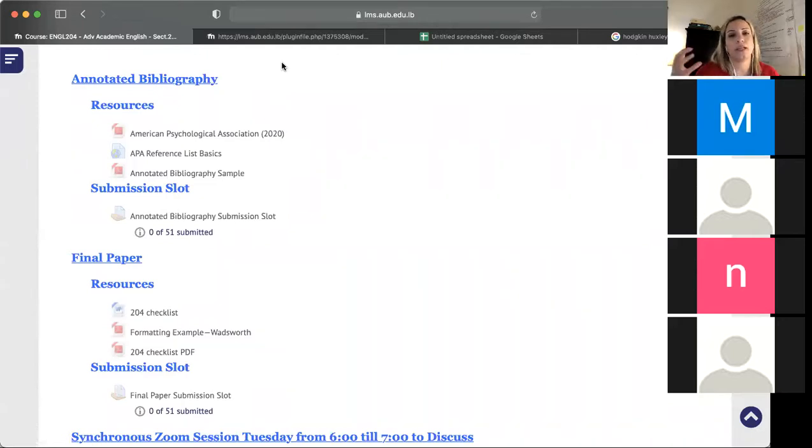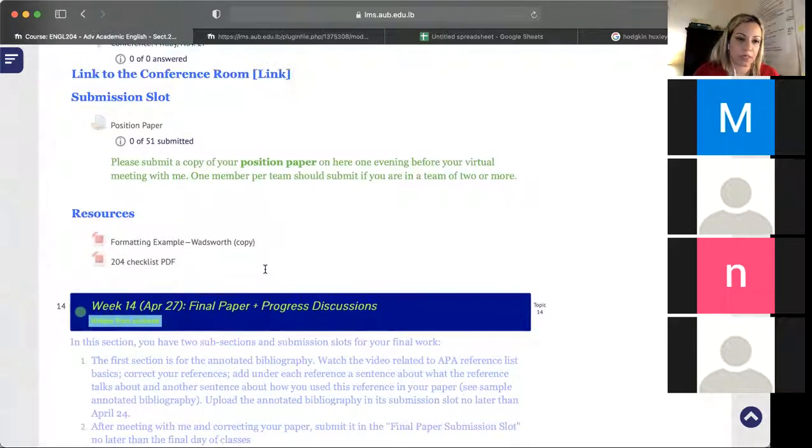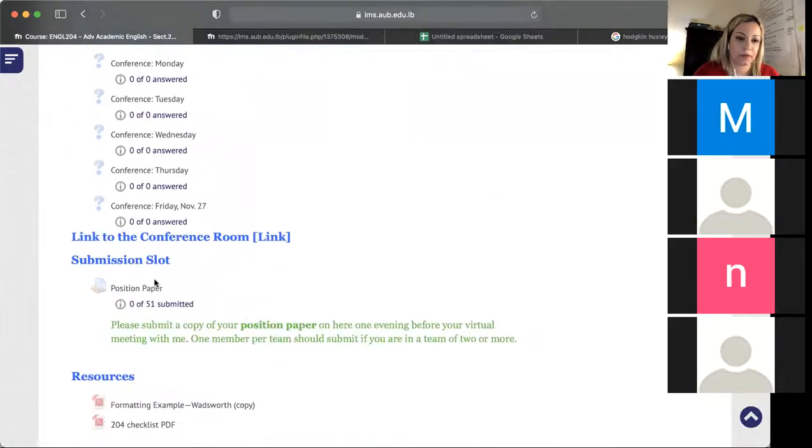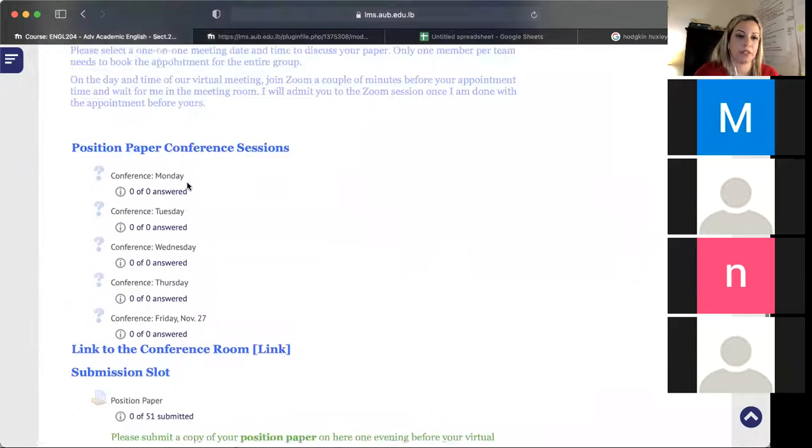Basically, what you've done is you've written your paper in different parts, and now what we're going to be doing is stitching the paper together and assembling it. But the work is starting to lighten now. No, Mark, the next submission will not be the final paper. The next submission will be when you have the conference with me, you have to submit your position paper.